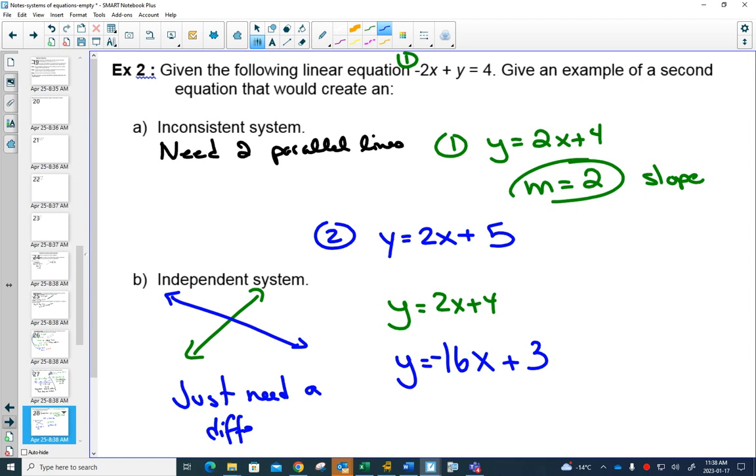Can they be the same? Could be a +4. If they have a +4, you already know the solution. If they have the same y-intercept, that's where they cross. But in order to have an independent system, you just need lines with a different slope.